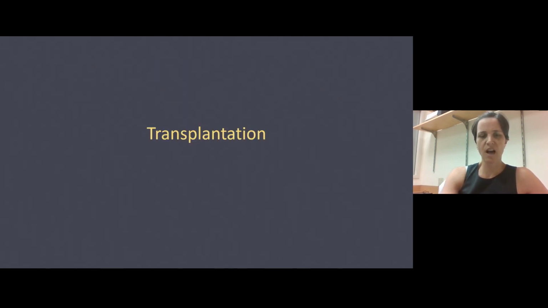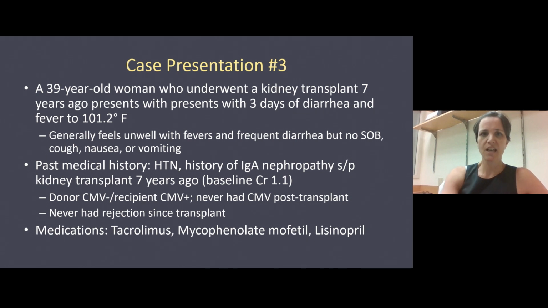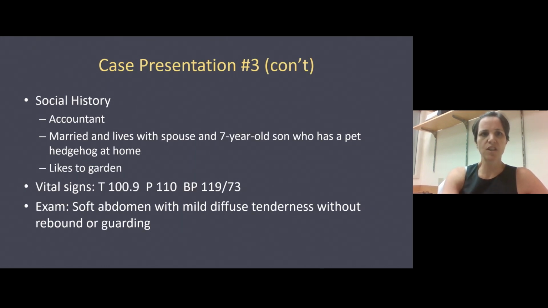So in the last couple of minutes, I'm going to talk about transplantation, and I want to start with a case. This is a 39-year-old woman who had a kidney transplant 7 years ago, who presents with 3 days of diarrhea and a fever. She generally feels unwell and is having frequent diarrhea, but no other symptoms. Her medical history is notable for IgA nephropathy and the kidney transplant. She's never had CMV infection, and she's never had rejection, so she's done quite well, and you can see her meds there. Her social history: she's an accountant, she's married and lives with her son and spouse, and she has a pet; the 7-year-old son has a pet hedgehog.